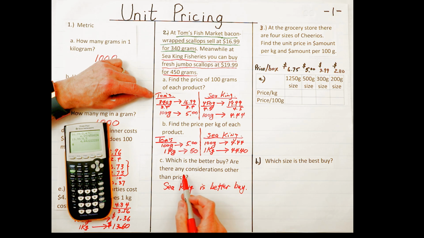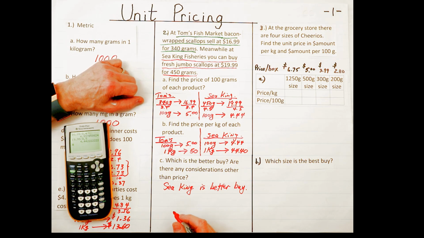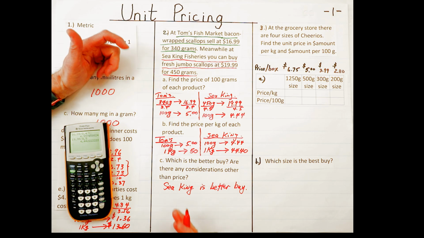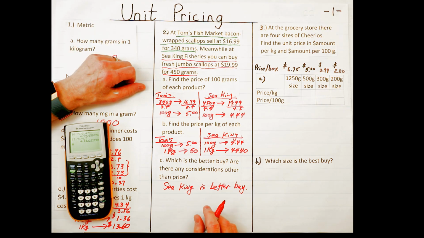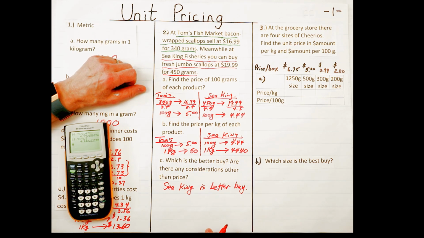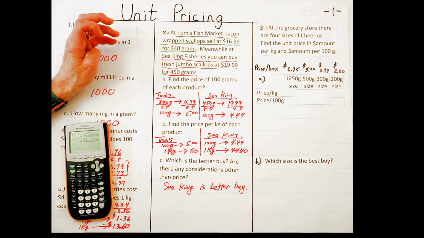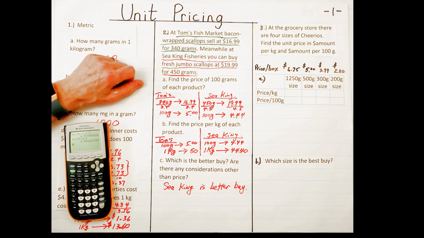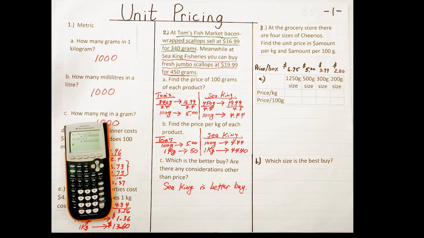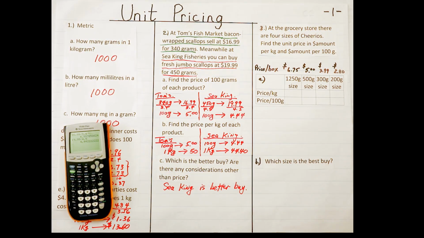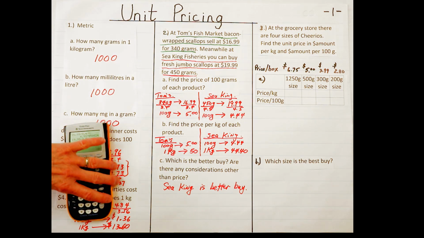You've had better experience with Sea King and not a good experience with the taste of the seafood at Tom's. So are there any other considerations other than price? There always are. So bacon versus jumbo, which is fresher, which tastes better, if one of them has better freezers on board their ships, that kind of thing. There's always other considerations. Okay, let's go on to number 3.